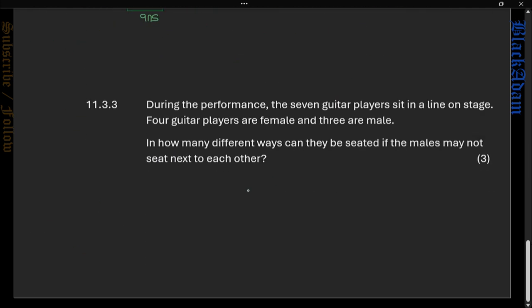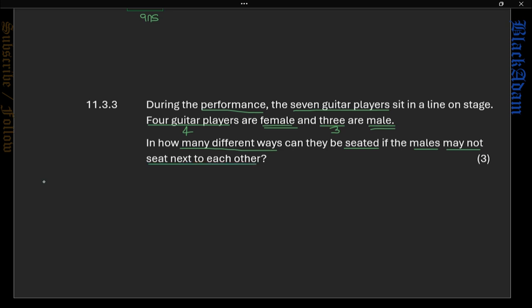Getting to our last question, we have 7 players in a line on the stage. 4 players are girls and 3 are boys, and we need them sitting next to each other. So it's positions 1, 2, 3, 4, 5, 6, 7. So 4 girls, and then we have 3 boys. So there's, let's say, girl, boy, alternating.